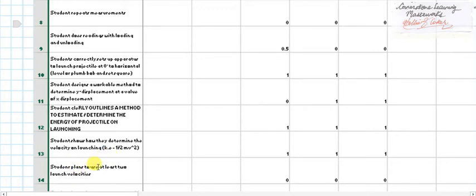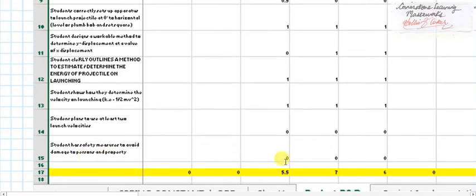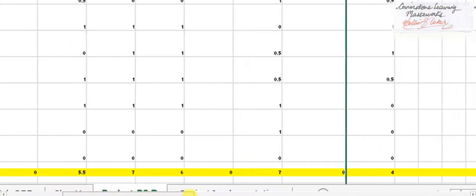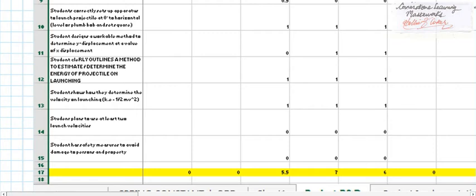And of course, student plans to use at least 2 launch velocities. Right? So, to show a pattern, you must have more than one. And then you have a total mark here, and the marks were miserable in the class. Miserable. Right? For all those criteria, these are how the marks looked. So, let's get on to everything that we have to do as a plan design.